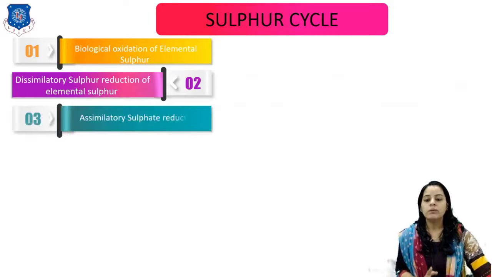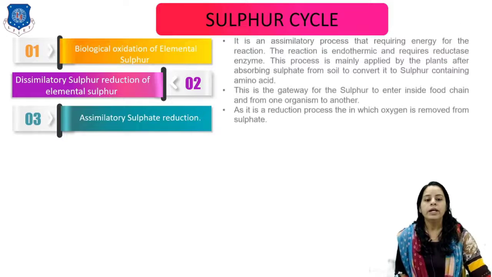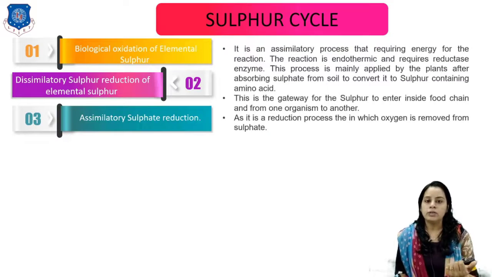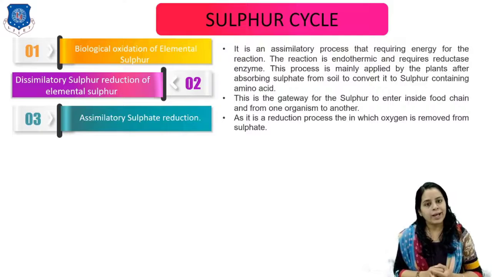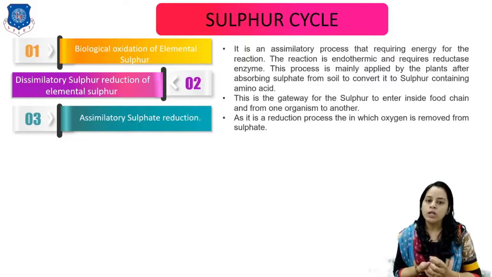So the third process is assimilatory sulfur reduction. It means that it requires energy for the reaction, right? So the reaction is endothermic and requires a reduced enzyme. This process is mainly applied by the plant after absorbing sulfate from the soil, and it is converted into sulfur containing amino acid, right? So this is the gateway for sulfur to enter the food chain and move from one organism to another, and the food chain will continue, right? It is a reduction process in which oxygen is removed from the sulfate.